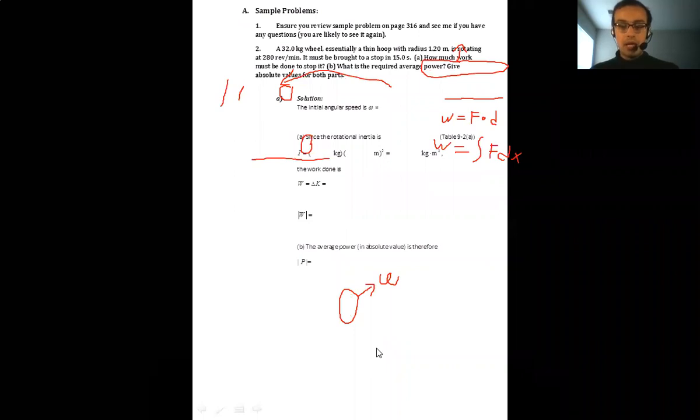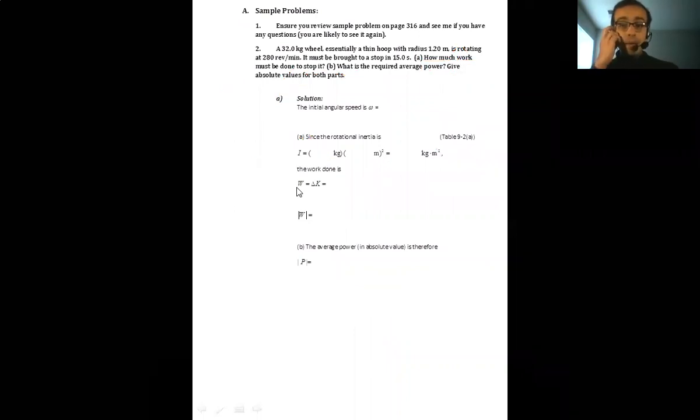Right? So let's take a sample problem here. Let's say that we have a 32.0 kilogram wheel, which we're going to treat as a thin hoop with a radius of 1.20 meters, and it's rotating at 280 revolutions per minute. It must be brought to a stop in 15.0 seconds. For some very important reason, it must be brought to a stop in 15.0 seconds. Why that is, the problem doesn't say, but trust me. Anyway, how much work must be done to stop it, and what is the required average power? And we want absolute values for both parts.